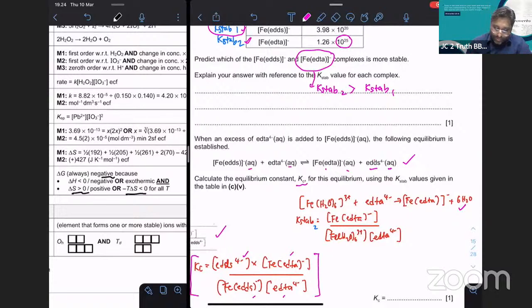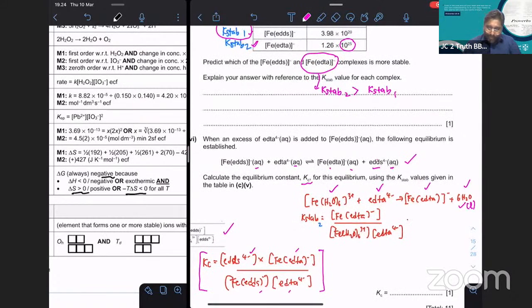Okay, of course, similar with water. Then you add EDTA, they are going to give you this, and 6 water molecules are going to go out. Of course, this is liquid, similar to just now for the EDDS. When you write the K step, you get this.